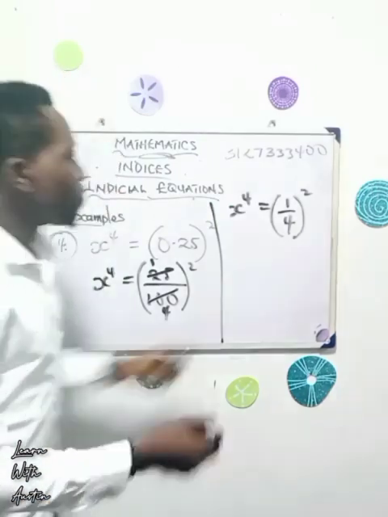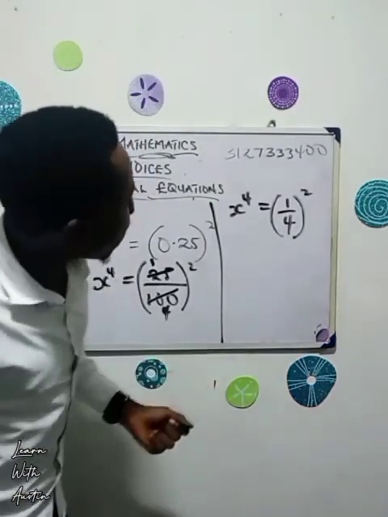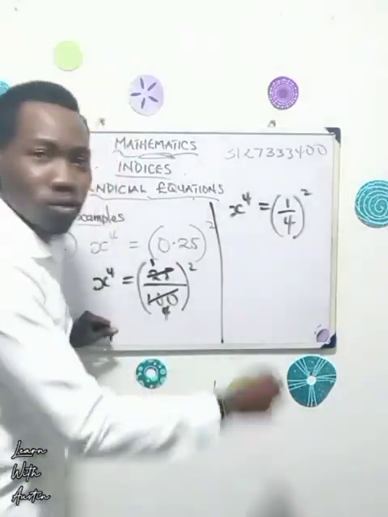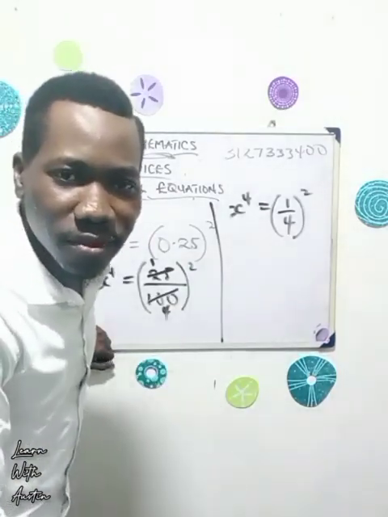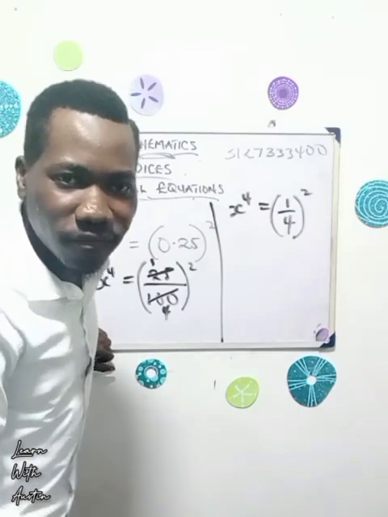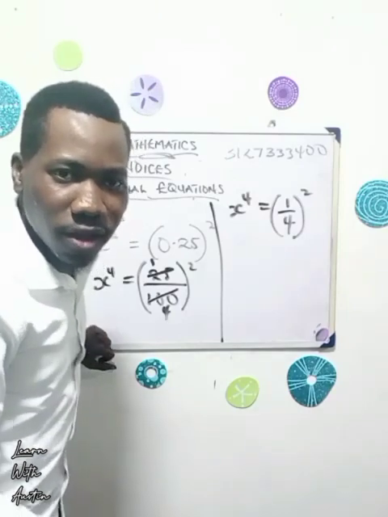Okay. So now what do we have here? Remember this rule of index. Thank you, Shivaro. Thank you for the roses.